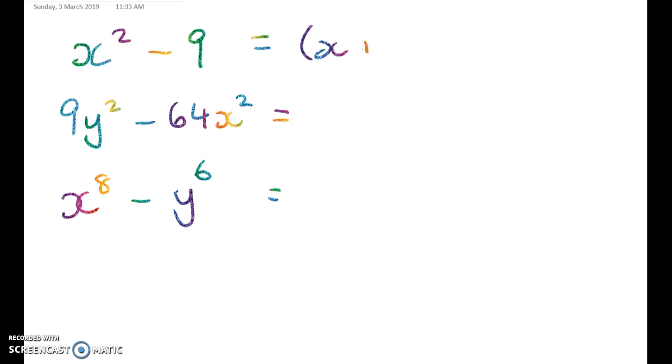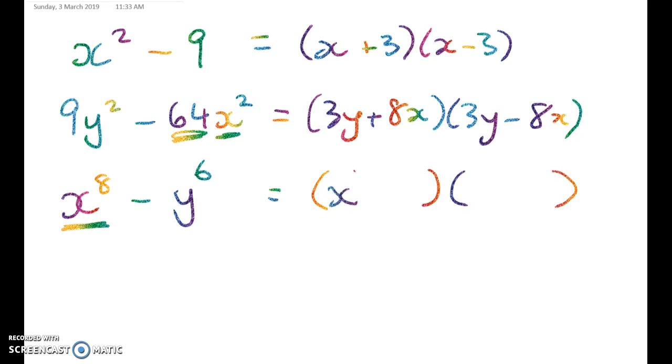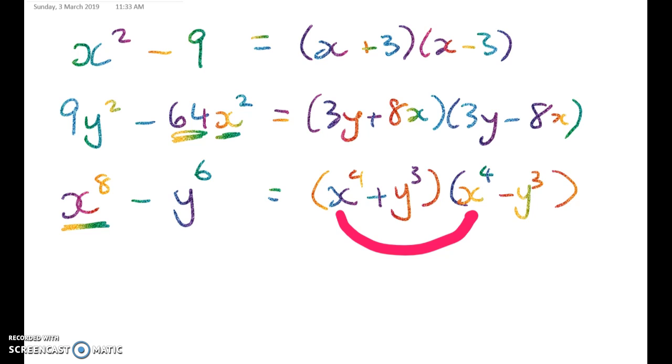Okay, so the basic one, x squared minus 9 is x plus 3, x minus 3. The next one's going to be 3y minus 8x, 3y plus 8x. So I'm looking here at the number and I'm looking at the letters. This one, x to the power of 8 minus y to the power of 6. So I'm going to halve the power here. I'll have x to the power of 4 plus y cubed, x to the power of 4 minus y cubed. So just checking quickly that that one works, we get x to the power of 8 here, and then we add this y cubed x to the power of 4, and we subtract the same thing. And lastly, we subtract y to the power of 6.